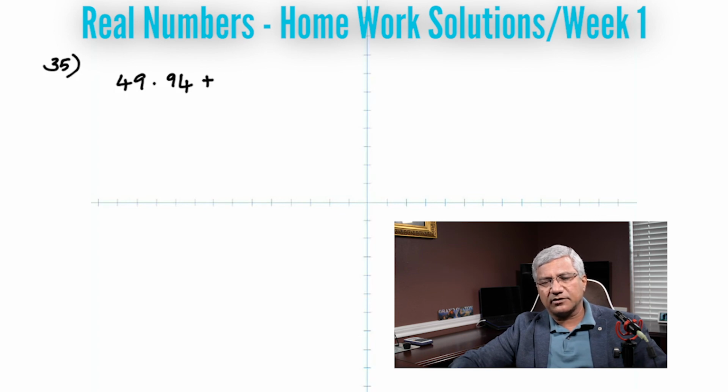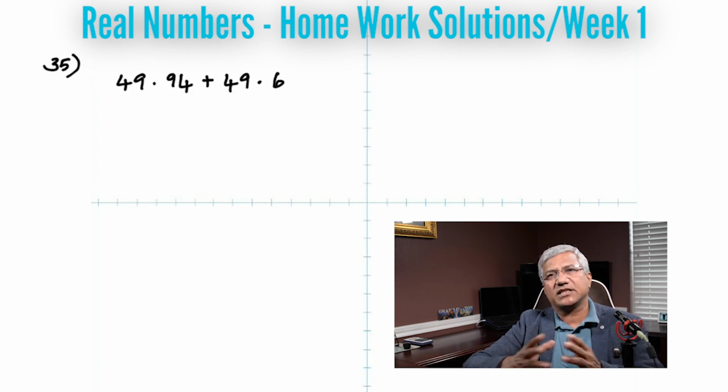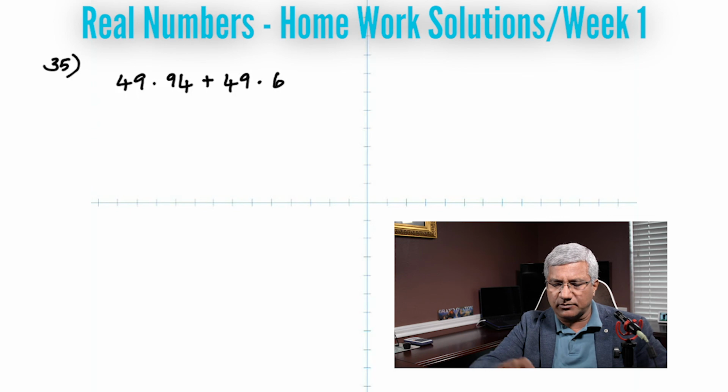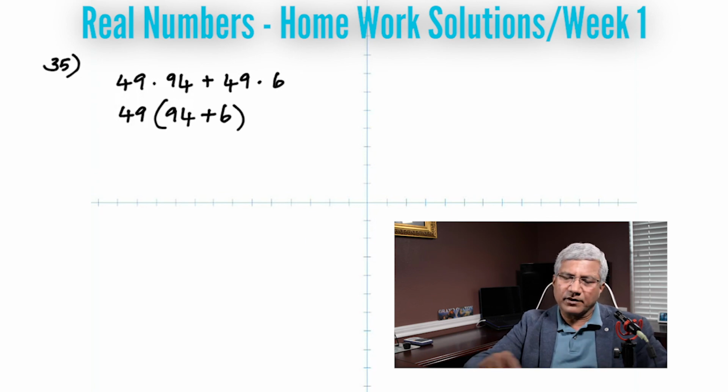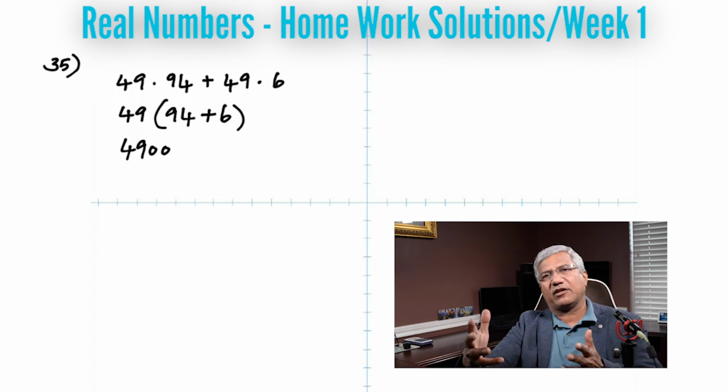It's 49 times 94 plus 49 times 6. Well, you can do it directly, but the question says we got to combine it, trying to show the distributive law. So you see the 49 is common. So take out 49 common and then 94 plus 6 inside the parenthesis. So then add 94 plus 6 is 100. 100 times 49 is 4,900.